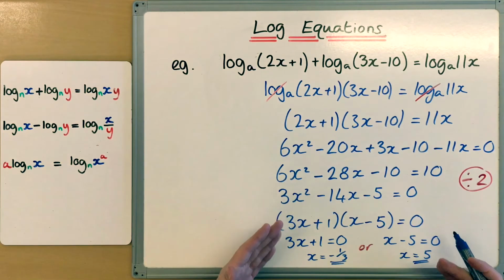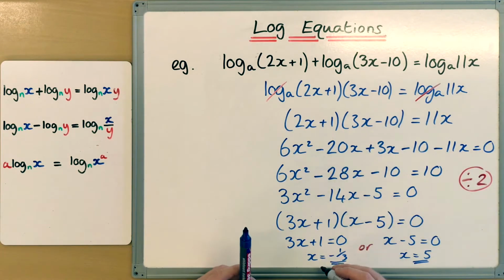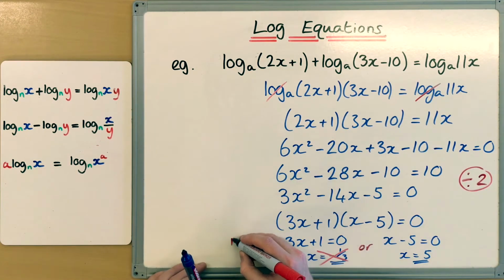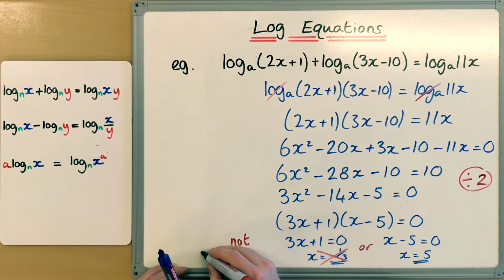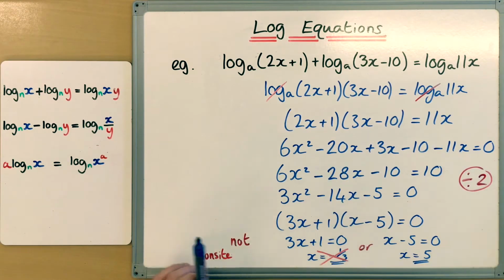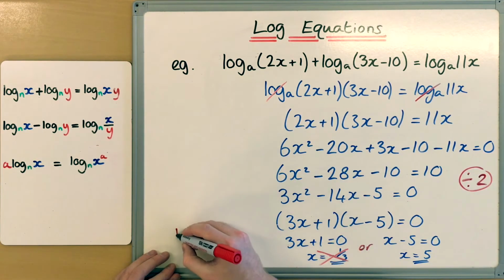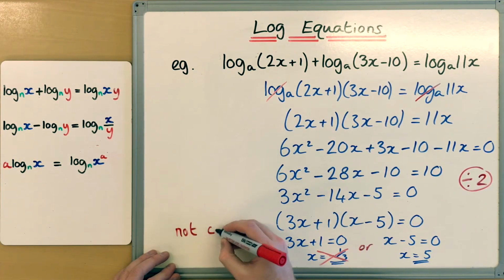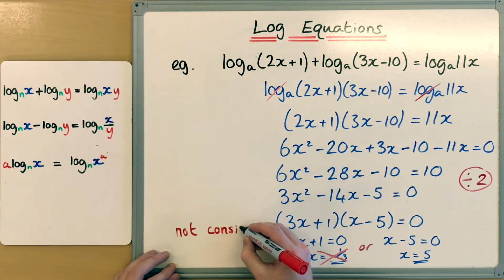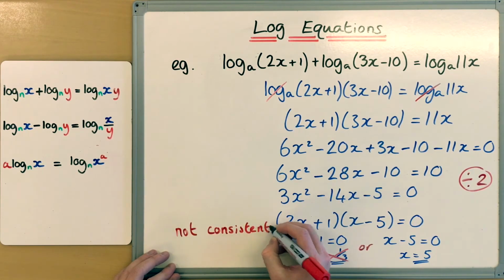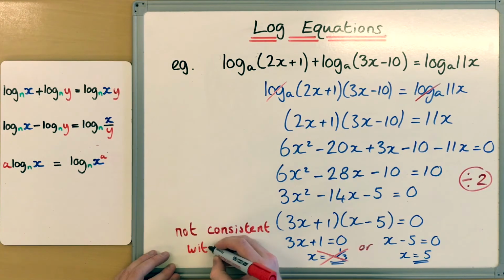Even though all our algebra is correct, we've simply got to say that this is not consistent. Just got to say, spelling properly this time, that this is not consistent with the logs we are given. Crossed out, that's our only valid solution.